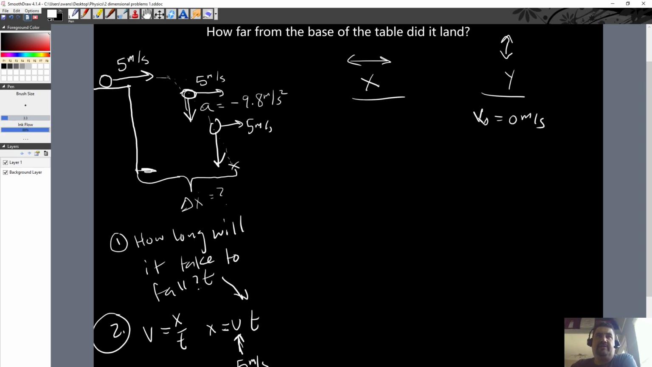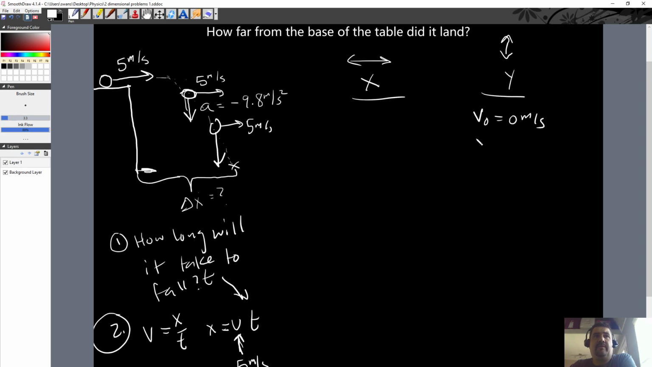So let's do that calculation here. In the y position, that's how we calculate time. We're going to first look at the y position. Was it thrown down or anything like that? Did it have any up or down speed? No, this rolled right off the edge of a table. So the y speed is 0.